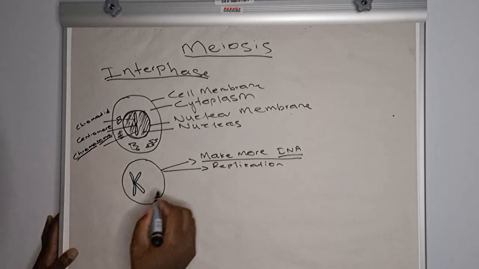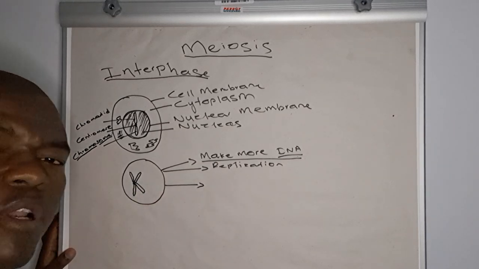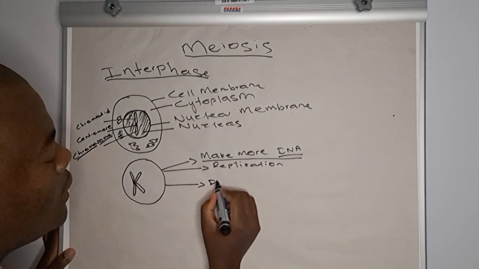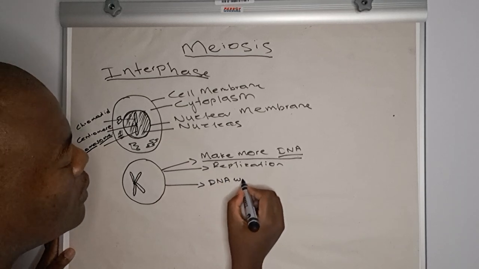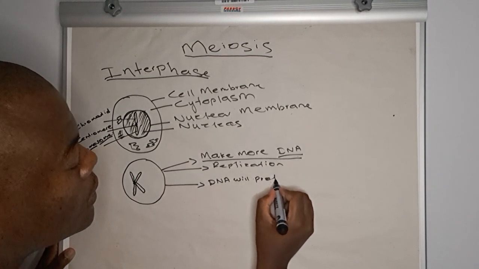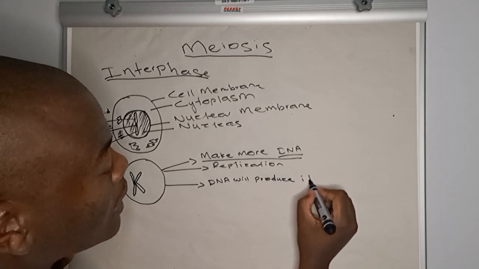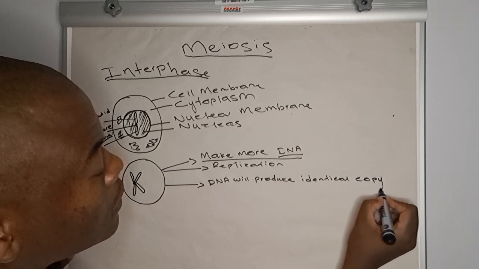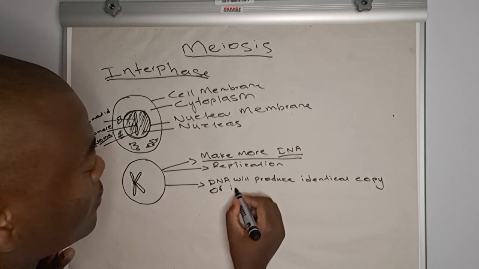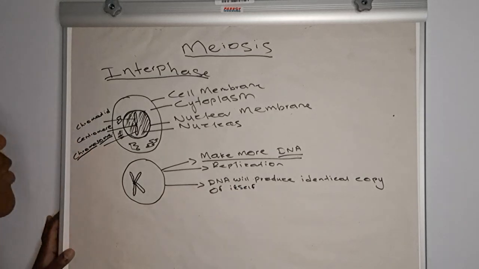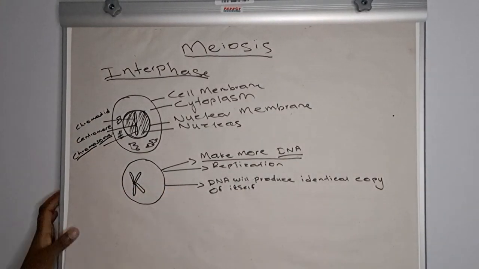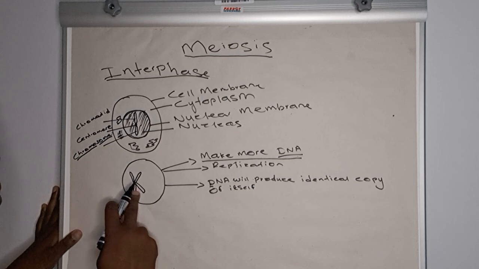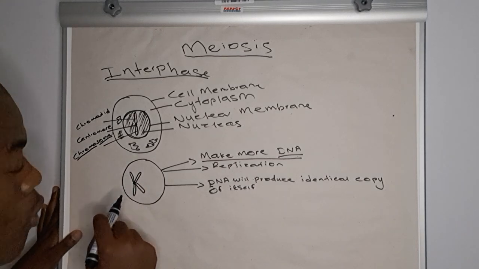In other words, this means that DNA will produce an identical copy of itself. DNA, deoxyribonucleic acid, will produce an identical copy of itself. So sometimes what does this mean? This means that DNA is responsible to make a perfect copy of this chromosome.